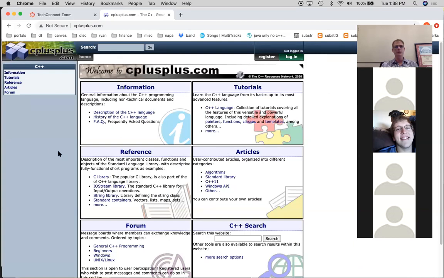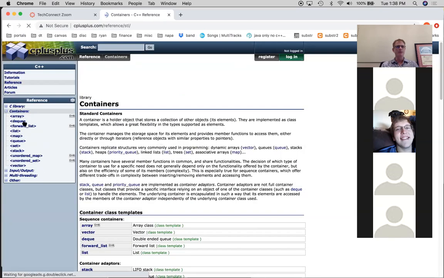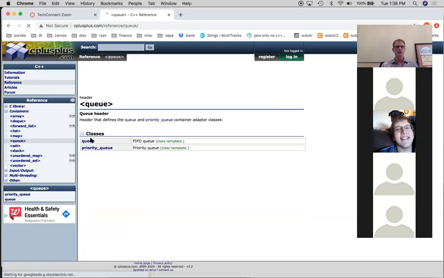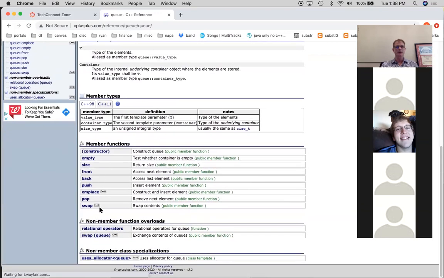Okay, so as you all probably remember, I like to go to cplusplus.com for this information. Containers, queue. So here's the list of member functions. Empty is the one that tests whether the container is empty or not. Size was not mentioned in the textbook, but STL supplies it. Front allows you to access the next element, so that would be sort of like our top operation in the stack.